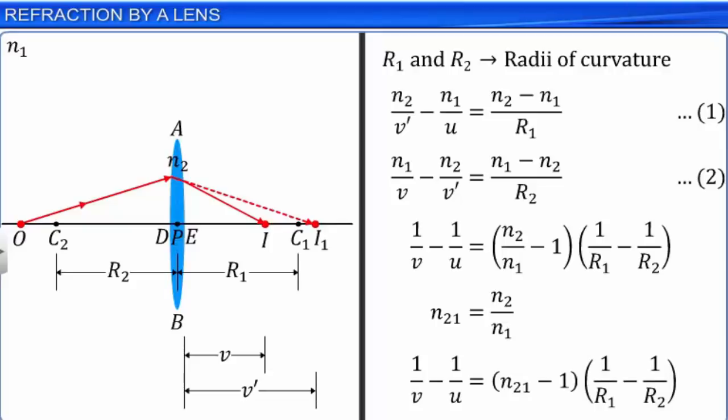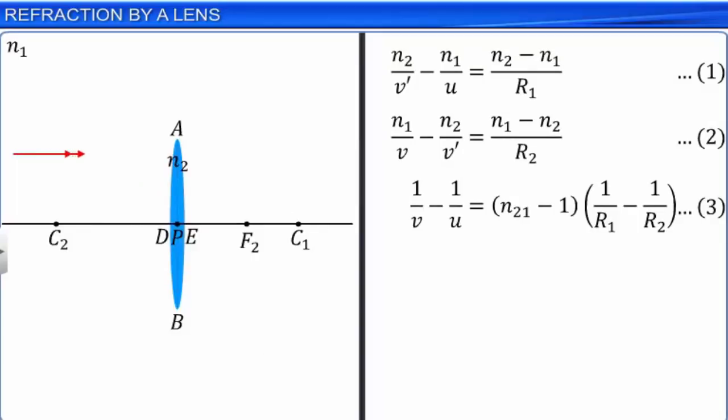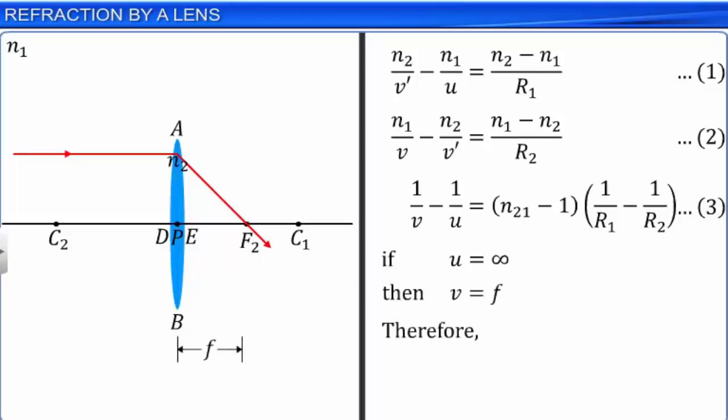If we observe equations 3 and 4, the right side of both the equations are identical. Hence, we can equate the terms on the left. Doing so, we get 1 by f is equal to 1 by V minus 1 by U. This equation is known as thin lens formula.